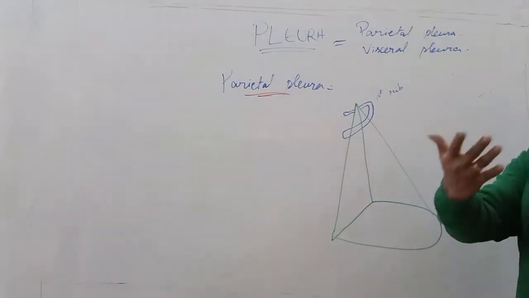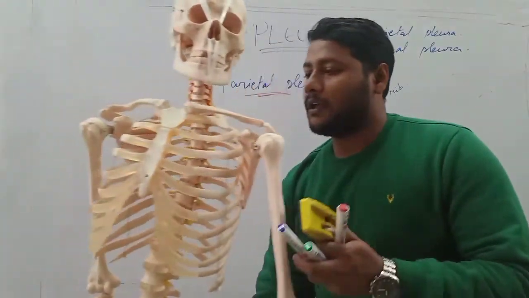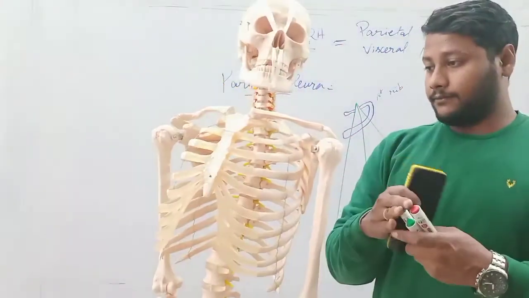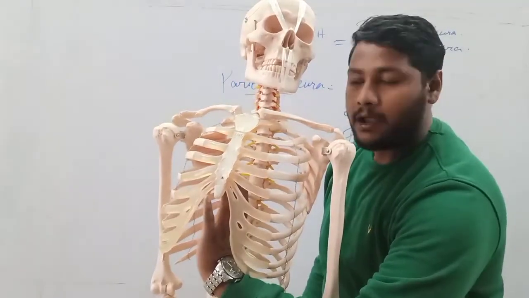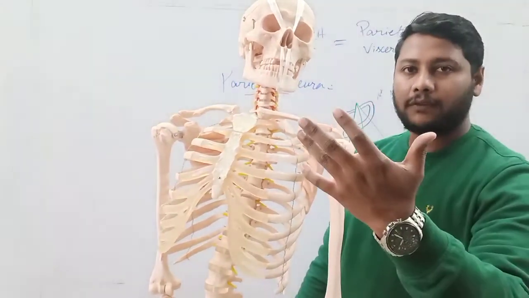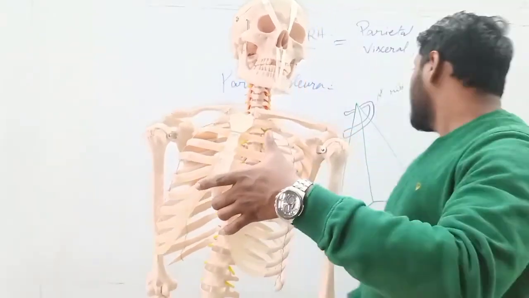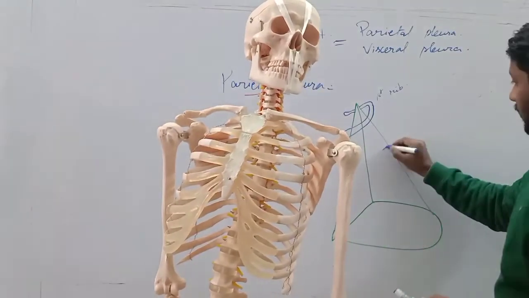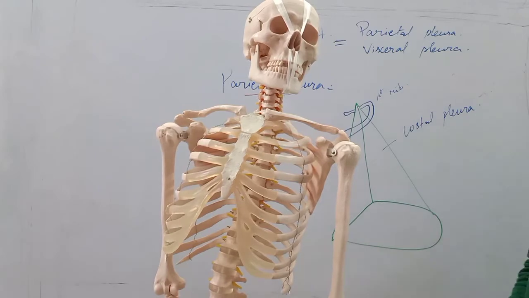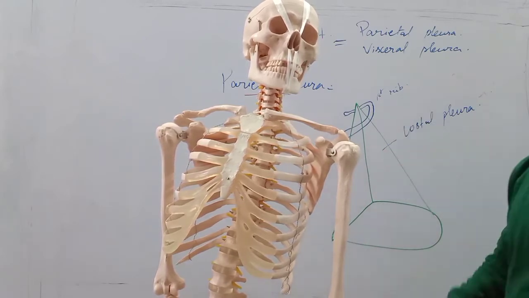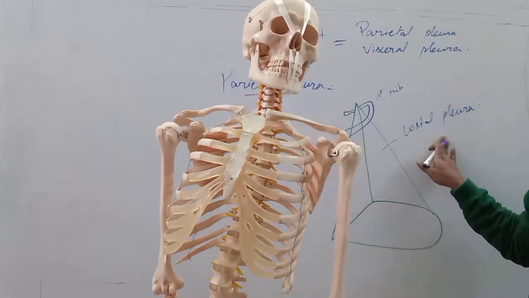The lungs are present over here. The surface of the lungs which is around the costal region, the ribs, the thoracic cage, is known as the Costal Pleura. The part which is around the costal cage or the thoracic cage is known as the Costal Pleura.